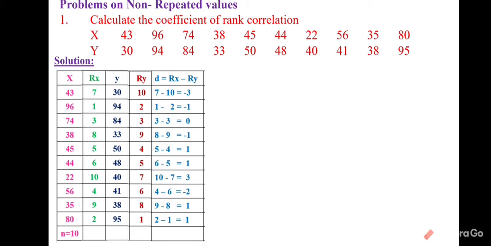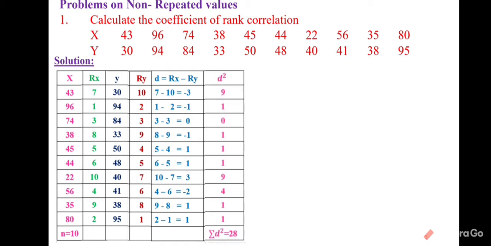Then square of this value. Squaring minus 3 squared, minus or plus, squaring means it will become positive. 3 square 9, minus 1 square 1, 0 square 0, minus 1 square 1, 1 square 1, 1 square 1, 3 square 9, minus 2 square 4, 1 square 1, 1 square 1. So total of 9 plus 1 plus 0 plus 1 plus 1 plus 1 plus 9 plus 4 plus 1 plus 1 equal to 28.